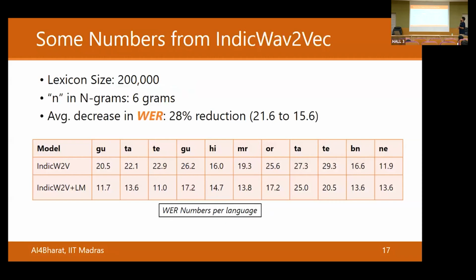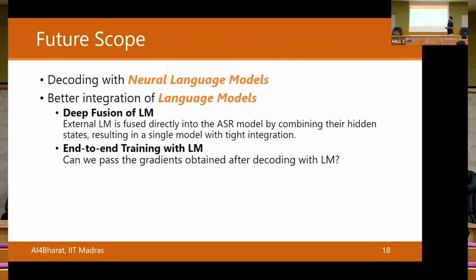Yeah, so these are some numbers. Here we see that adding a language model comes at a very cheap cost, because we just need an unlabeled corpus, and then we train it in an unlabeled, unsupervised way, and we get a fairly good decrease in WER. This is from our paper, and we see that on average we got a 28% reduction by just including a 6-gram language model. So what's the future scope with respect to language models?